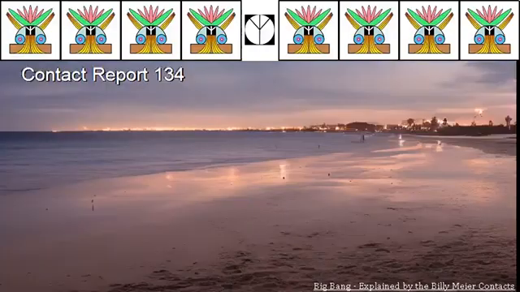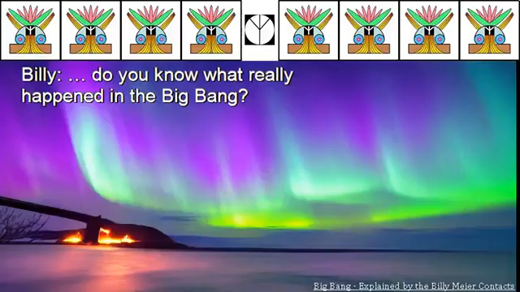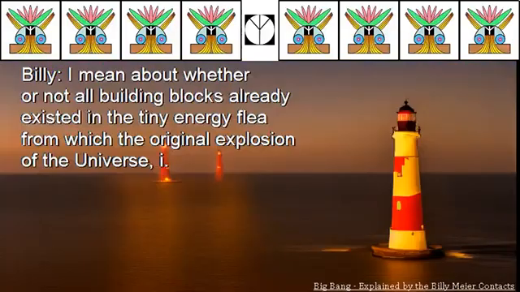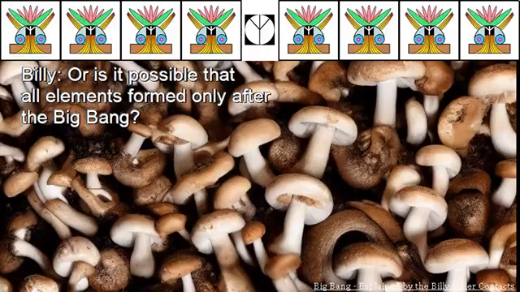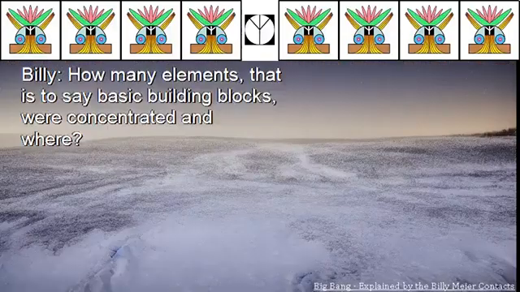Contact Report 134. Do you know what really happened in the Big Bang? I mean about whether or not all building blocks already existed in the tiny energy flea from which the original explosion of the universe, the creation arose? Or is it possible that all elements formed only after the Big Bang? How many elements, that is to say basic building blocks, were concentrated and where?